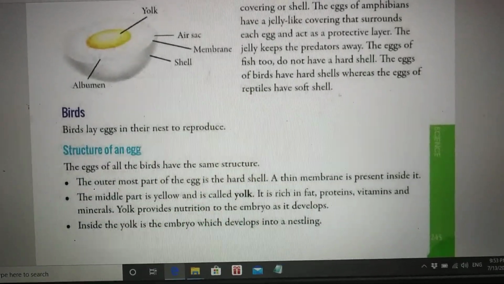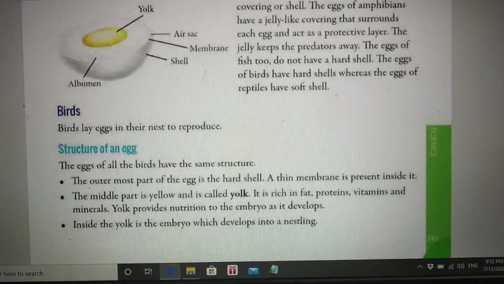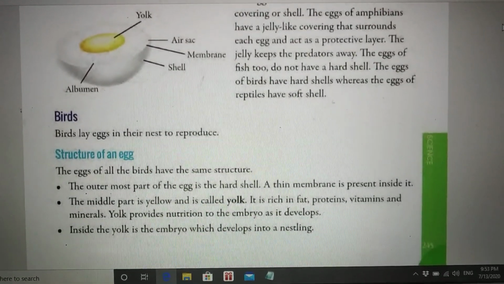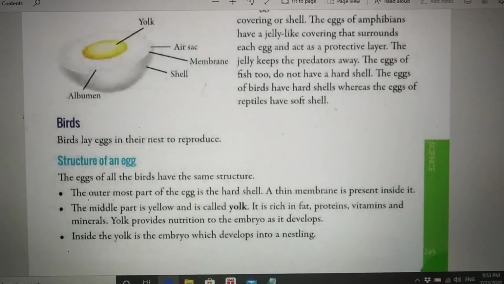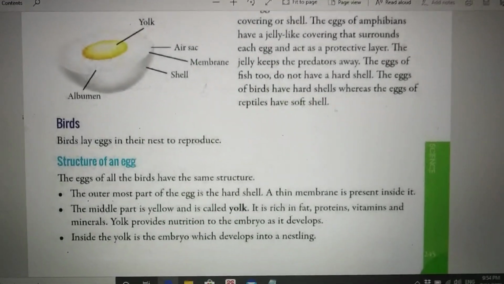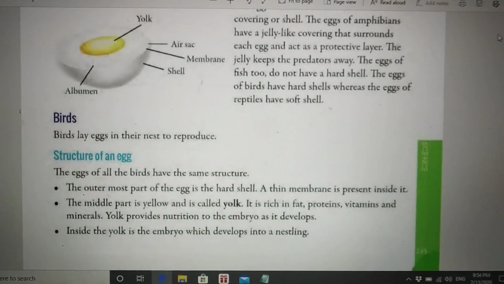The outermost part of the egg is the hard shell, which is unbreakable without any outer force. A thin membrane is present inside it. A thin lining is present which is covering it. While you boil the egg, you see a lining coming out. That is a thin membranous part.